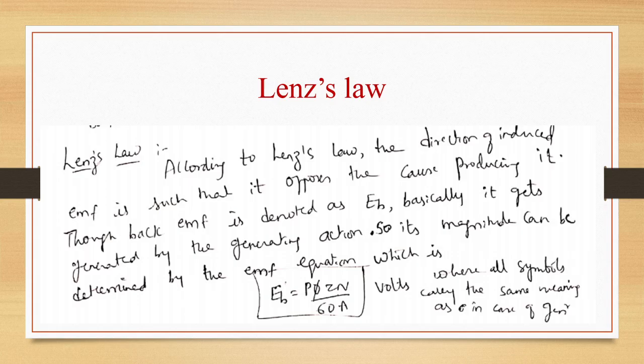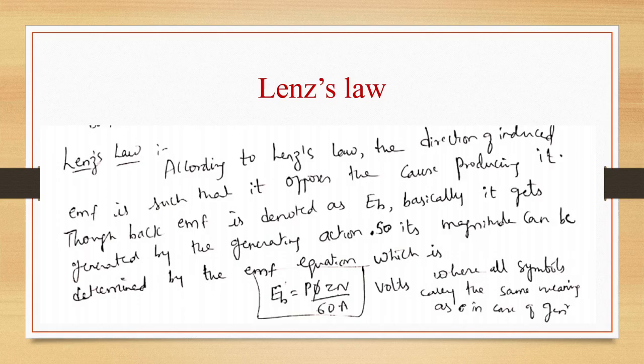Though back EMF is denoted as EB, basically it gets generated by the generating action. So its magnitude can be determined by the EMF equation, that is EB is equal to P phi Z N by 60A volts, where all the symbols carry the same meaning as in case of a generator. P is the number of poles, phi is the flux per pole in Webers, Z is the number of armature conductors, N is the speed in RPM, revolutions per minute, A is the number of parallel paths, EB is the back EMF.